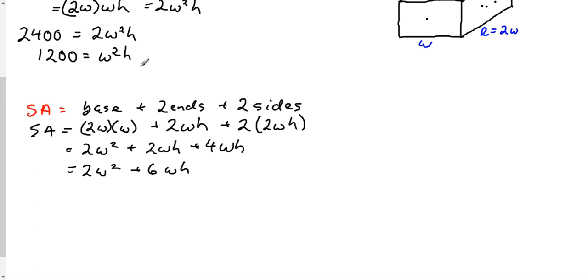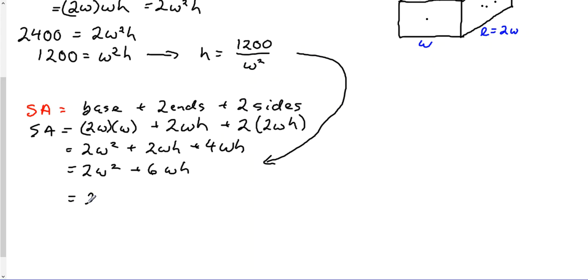So what I'm going to do is I'm going to go back to this other equation that we were working with up here, this volume expression, and I'm going to rearrange it to solve for the height. So the height is going to be 1200 divided by w squared. And then I'm going to take this and I'm going to sub it in way down here where I see the h. So this is going to become 2w squared plus 6w, and then 1200 divided by w squared.